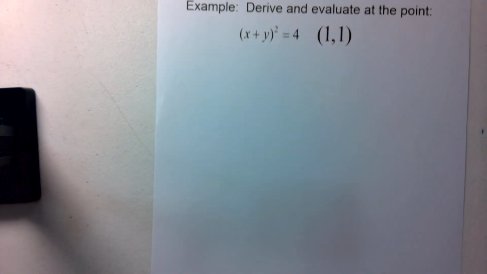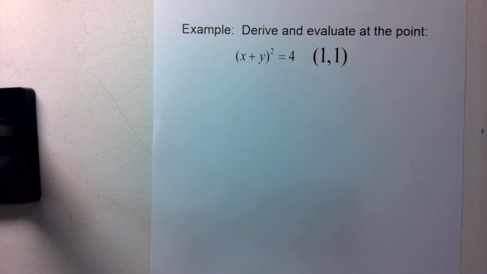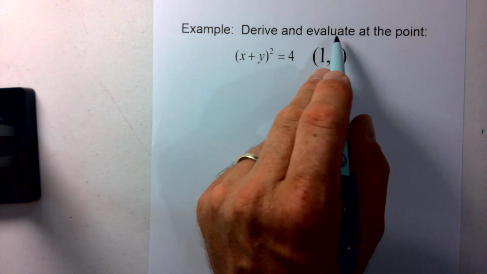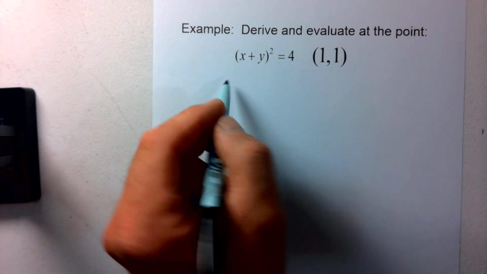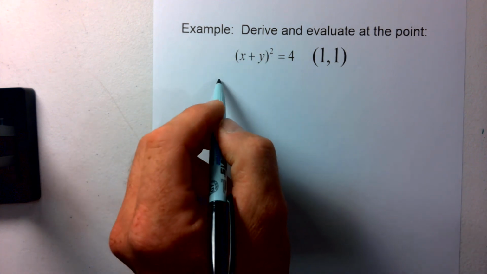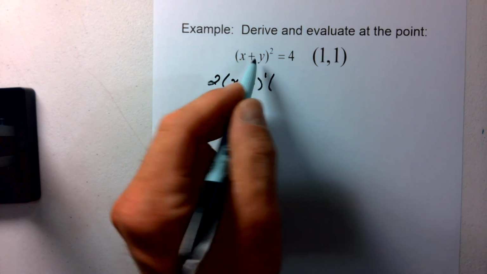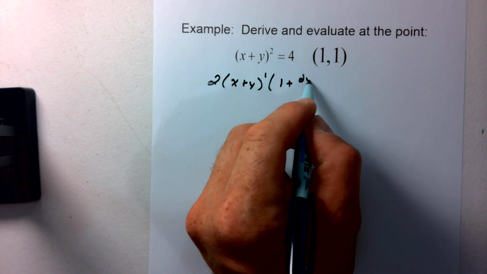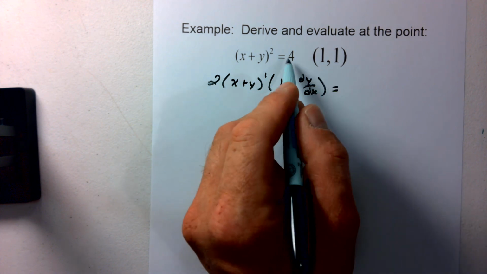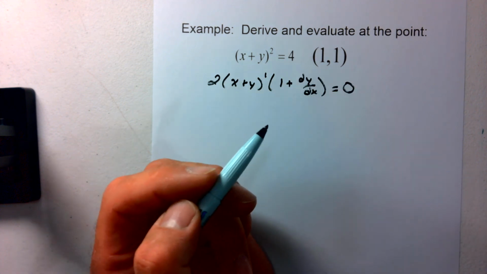So what really can we do with this, and what's it going to ask us to do? Well, it's going to ask us to find the derivative and evaluate at a given point. We could also evaluate and find the equation of tangent lines if we wanted. So this one's just asking us to derive it and evaluate. So the first thing we're going to do is find the derivative. We have a chain rule, 2 times x plus y to the first. Derivative of x plus y is 1 plus dy/dx. And that equals the derivative of 4, which is 0.